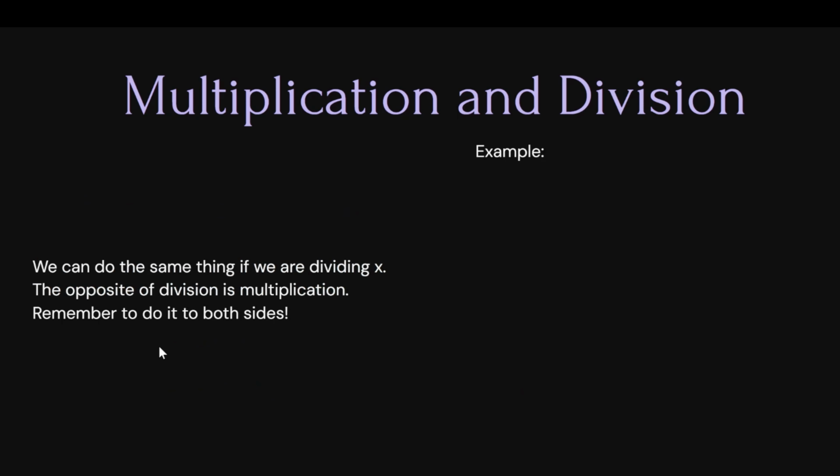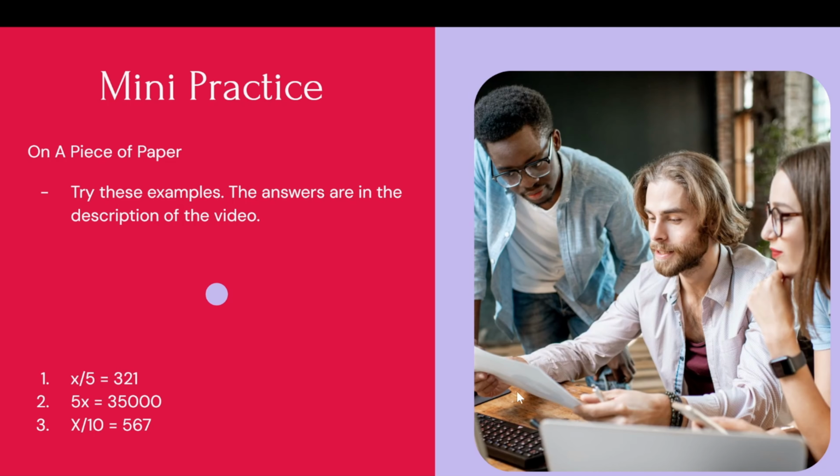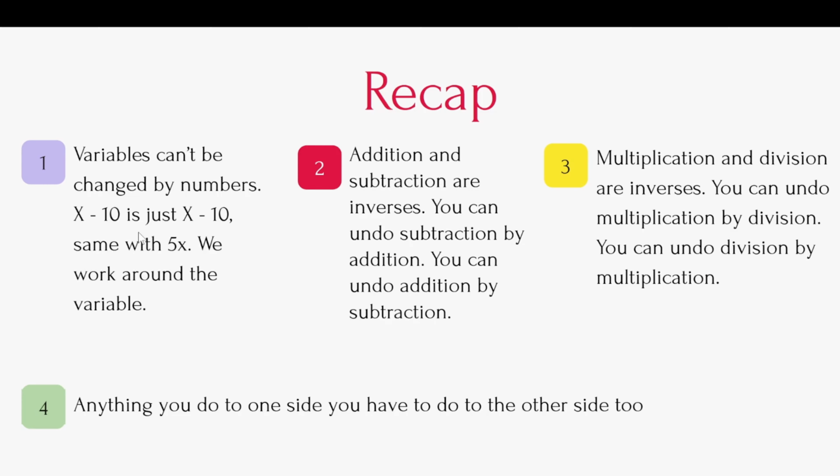And we can do the same thing if we're dividing x by something. So we have x divided by 6. We can just multiply both sides by 6. So on this side, x divided by 6 times 6 is just going to give us x. And then 33 times 6 is 198. Okay, so go ahead and try these examples. You should be able to do it by now. And if you get lost, the answers are in the description of the video.